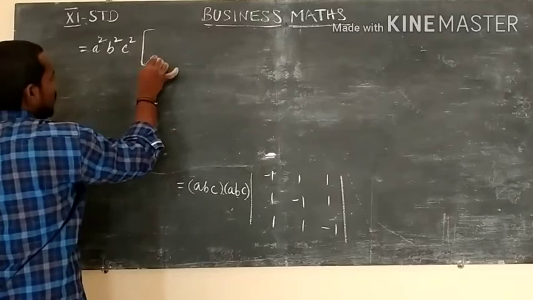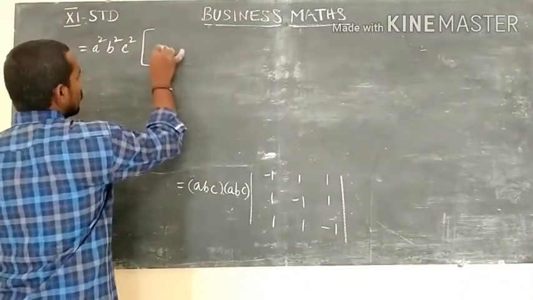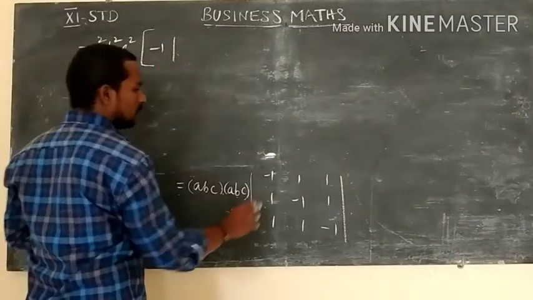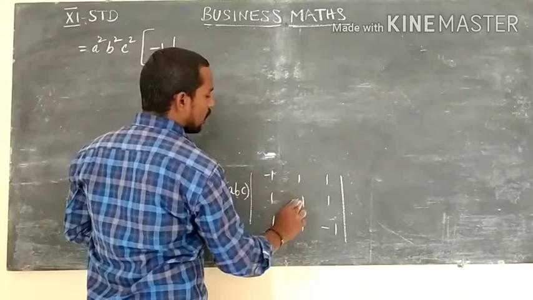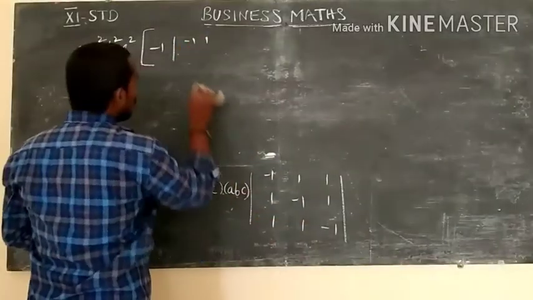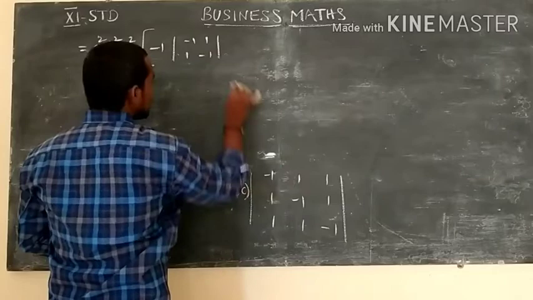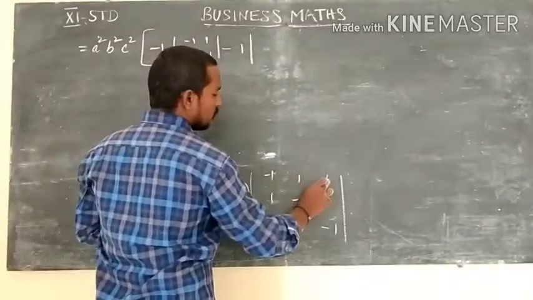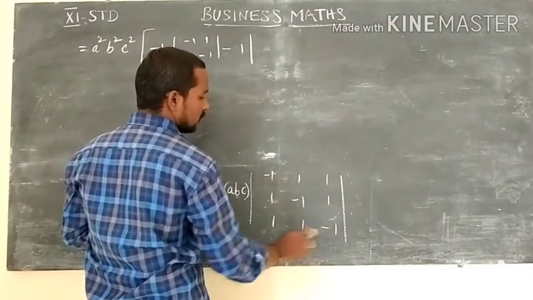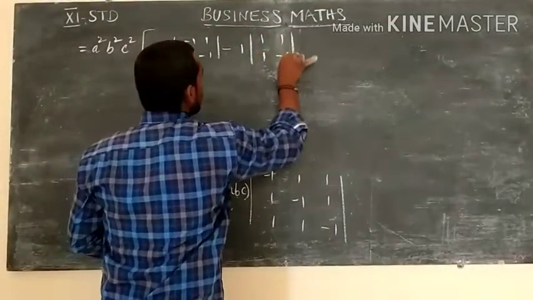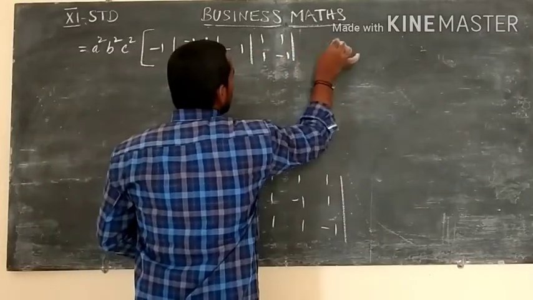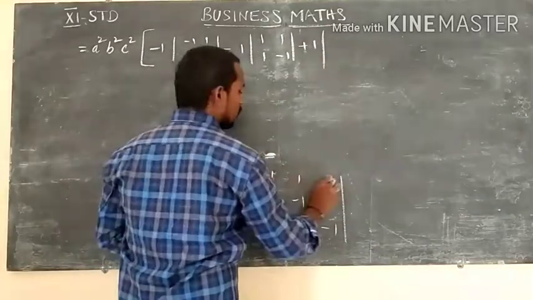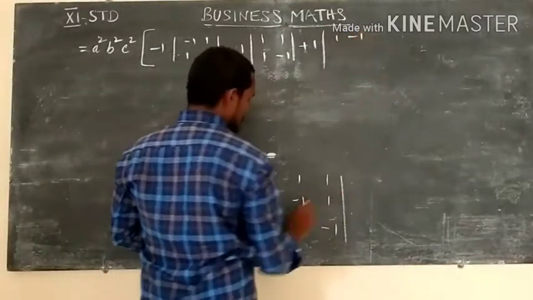Then expand the determinant. Expand along R1. So minus 1 into the determinant value, deleting the corresponding row and column, we get minus 1, 1; 1, minus 1. This position has the minus sign, so 1 into the determinant, deleting the corresponding row and column, 1, 1; 1, minus 1. Then the third one is plus 1, this position has plus. Deleting the row and column, we get 1, minus 1; 1, 1.